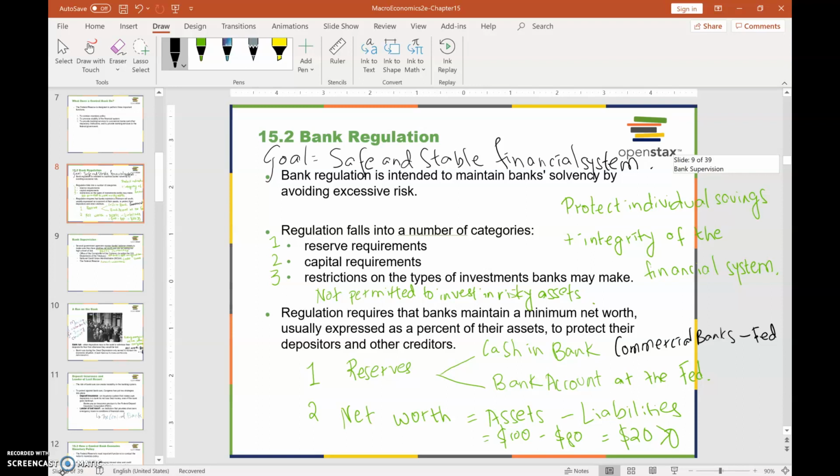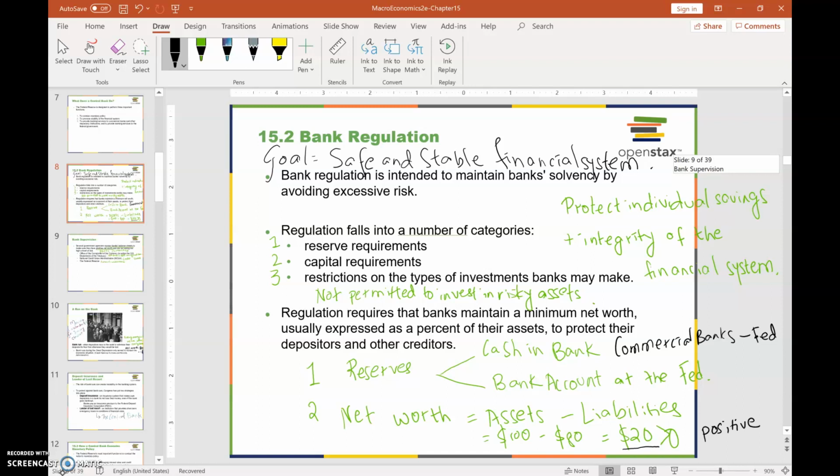Number 2, capital requirements. Here we look at the definition of net worth, which is assets minus liabilities. In my example, assets are equal to 100, liabilities are $80. So we have a number $20 which is greater than 0. The net worth of the bank should be positive.